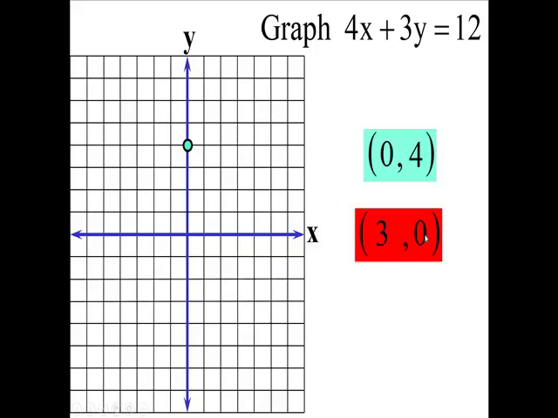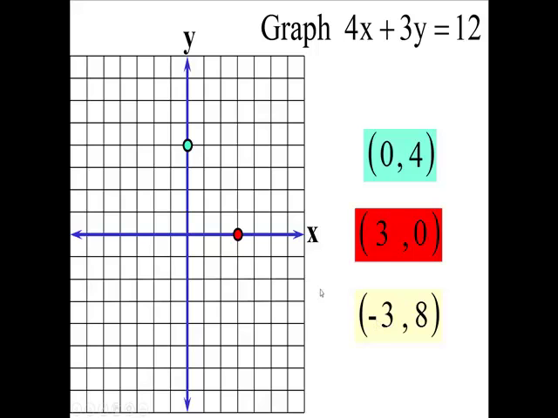All right, next point, it was (3, 0). Start at (0, 0) and go 1 to the right, so it's plus 1, 2, 3 to the right. I've graphed that now with, make it red.